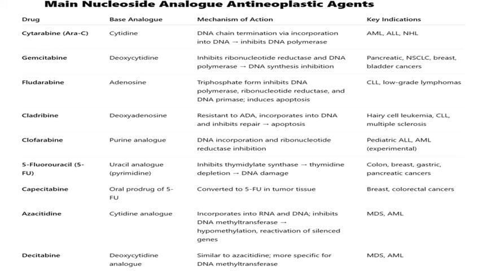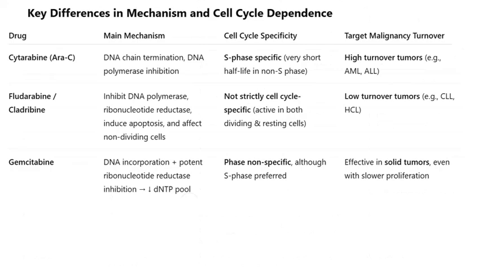What is the difference in the mechanism of action of these drugs that leads to such a distinction? An insightful question. This digs into the pharmacodynamics, cell cycle specificity, and molecular mechanisms that distinguish cytarabine, fludarabine, cladribine, and gemcitabine, especially in relation to their effectiveness in high versus low turnover malignancies. Key differences in mechanism and cell cycle dependence. Drug, main mechanism, cell cycle specificity, target malignancy turnover.